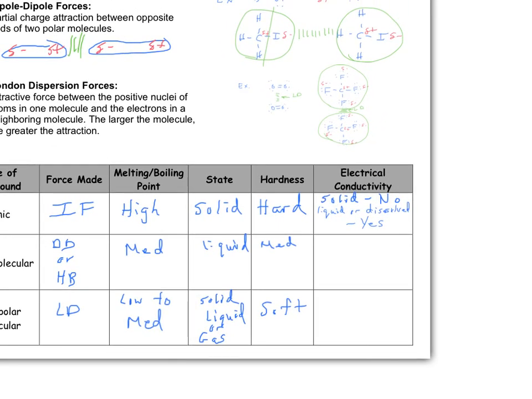Polar molecular compounds have slight charges, so they can conduct electricity only a very tiny amount. Sometimes it's so small it's not detectable. Nonpolar compounds have no charges or equally distributed charge. That means that they don't conduct electricity.